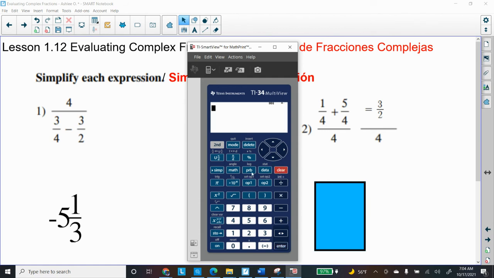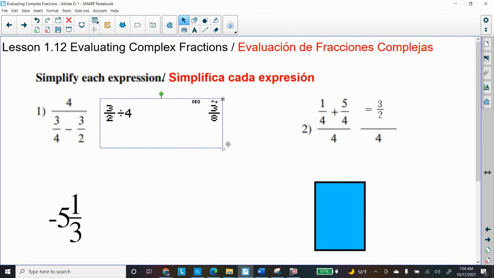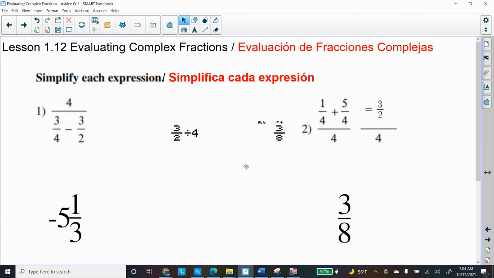So let me get my calculator. Let me clear all this stuff up. So I'm going to type my first fraction, 3/2, move over, and now press the divide button, divided by 4. And press enter, and there's my answer, 3/8. Let's open it up, 3/8.